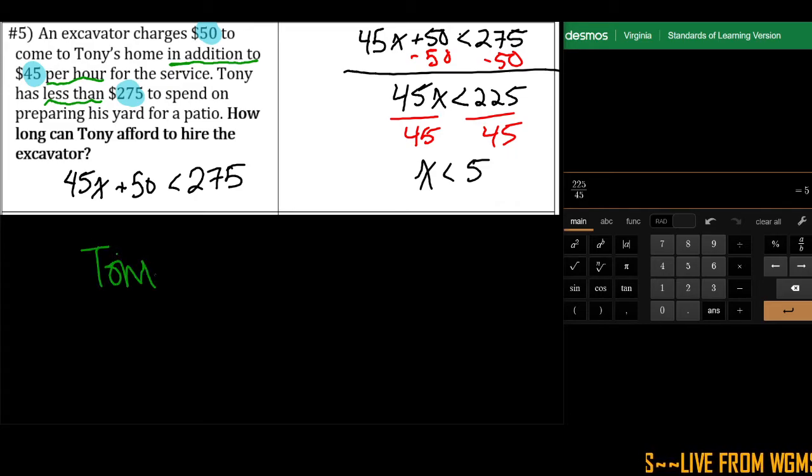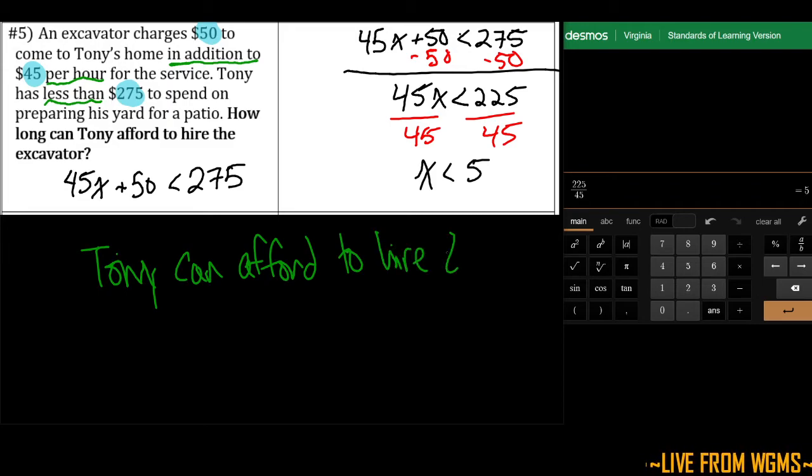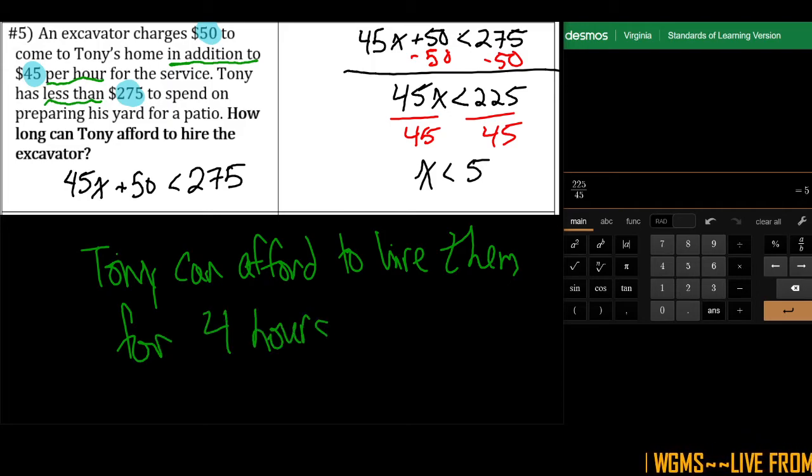We'd say Tony can afford to hire them for 4 hours. And where am I getting that 4 from? Well, I'm getting that 4 since 4 is less than 5, then we know that we could hire them for sure for 4 hours. Since the next hour up would be 5 hours, we can't do that much because we wouldn't have that much to spend.